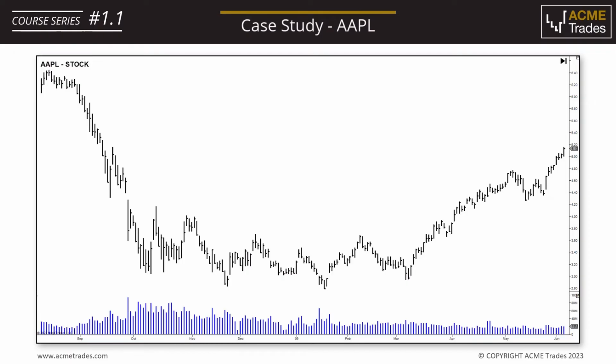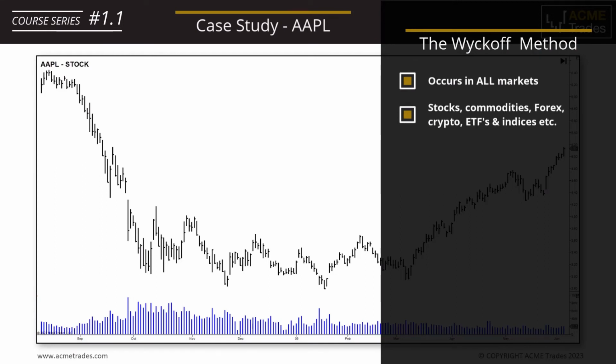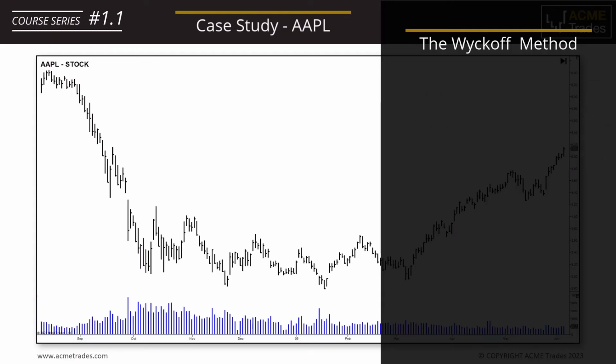So here is another example of accumulation with a little known company known as Apple. And both of these companies were cherry picked to hopefully give the magnitude and power of using the Wyckoff method. The accumulation schematic occurs within all markets, stocks, commodities such as oil, gold, forex markets, crypto, ETFs, indices, etc. And it will manifest itself on all time frames. Truly amazing. Anyhow, back to Apple here.